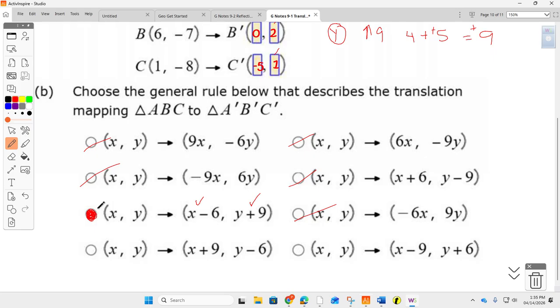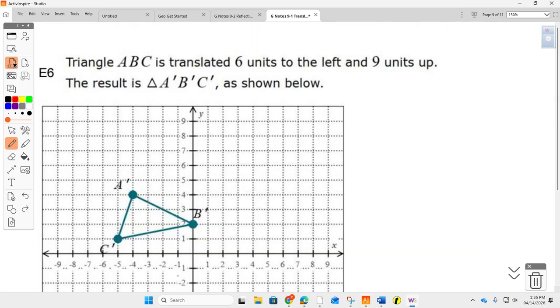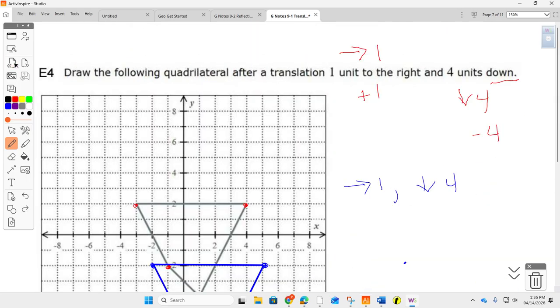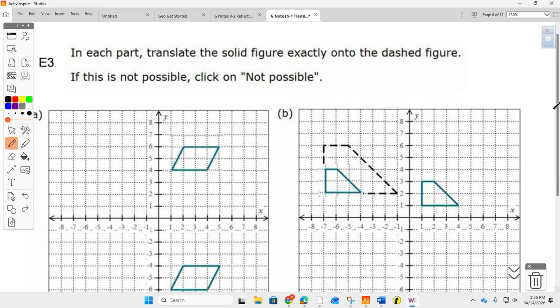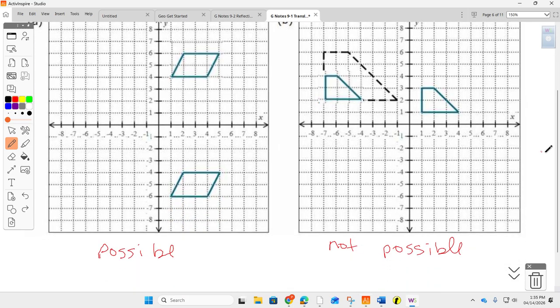Anybody need to go back to any of the other pages? Okay. We're not going to scan this right now. We're going straight to our work on Alex. You can scan it, submit it, start homework later, or right before the bell rings if you like. Possible and not possible.